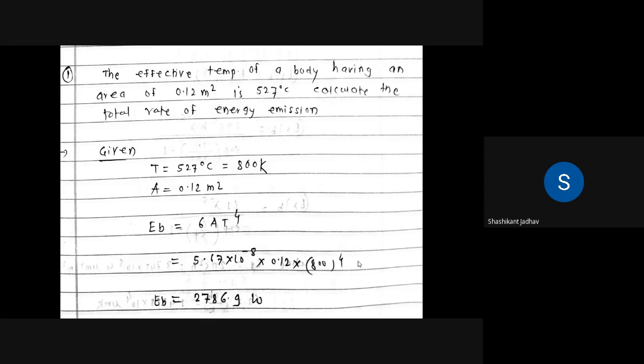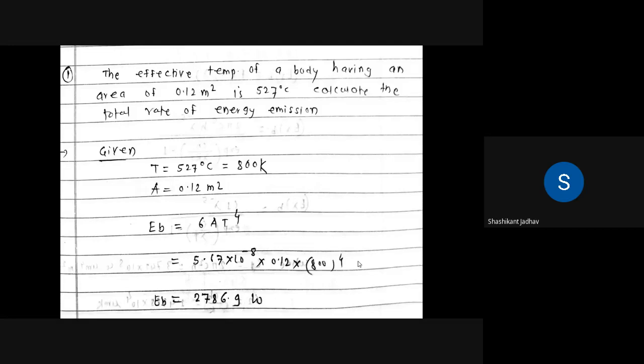That is sigma into A into T raised to 4. Okay, so if area is given, then we have to consider that area. What is the standard equation? AB is equal to sigma into T raised to 4. This is for the unit area. If area is given, then we have to multiply that equation by the area.